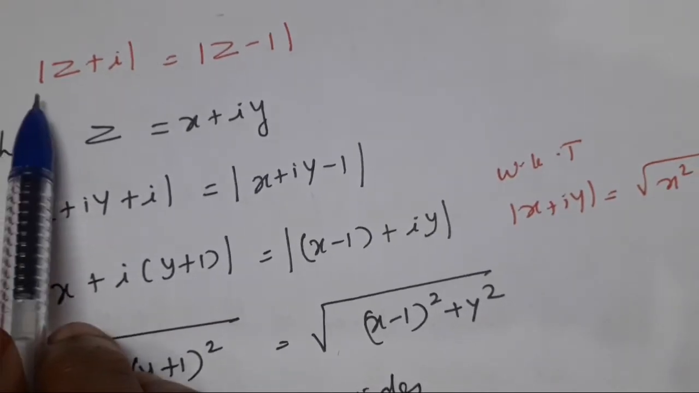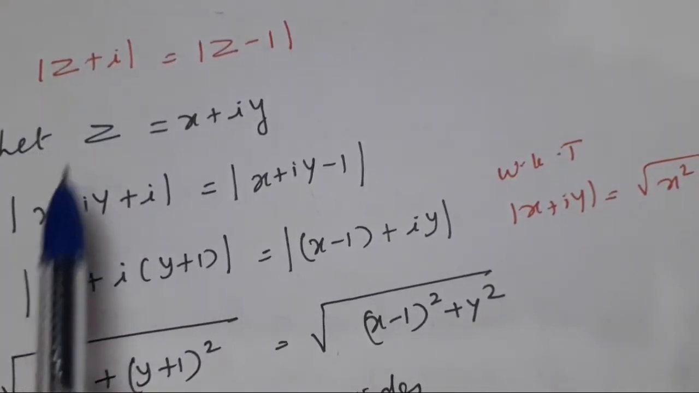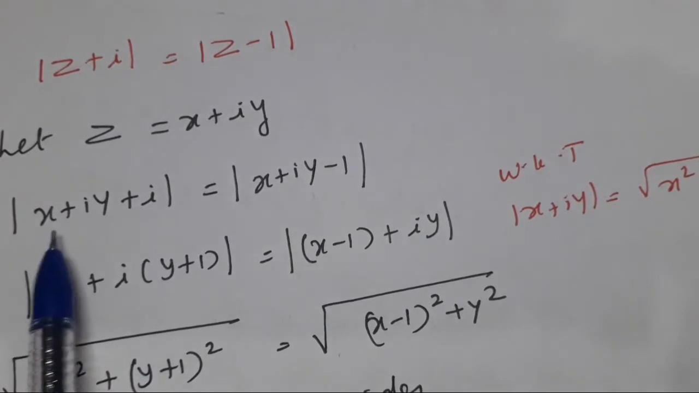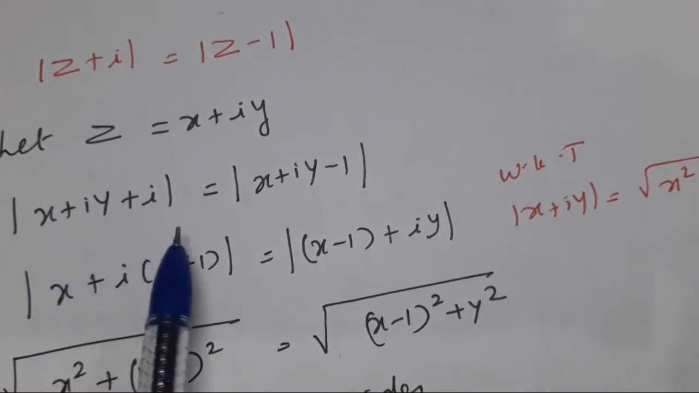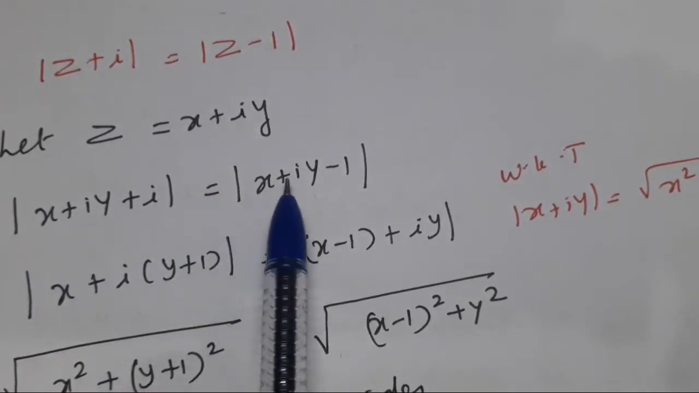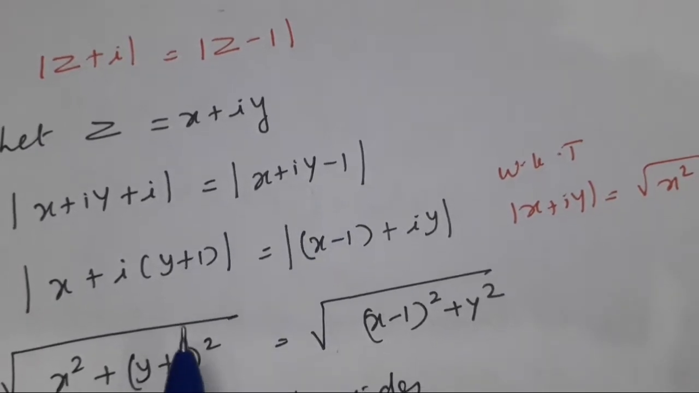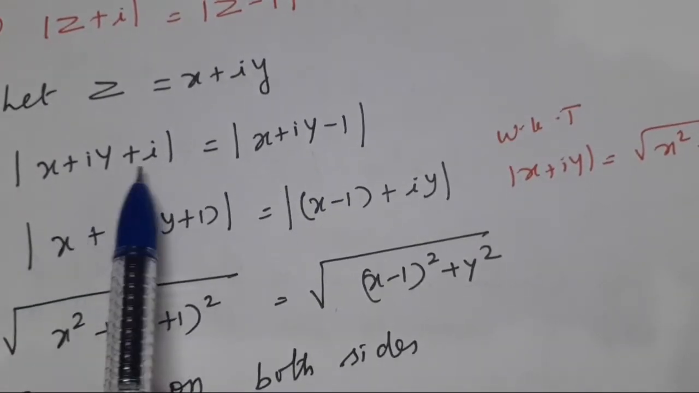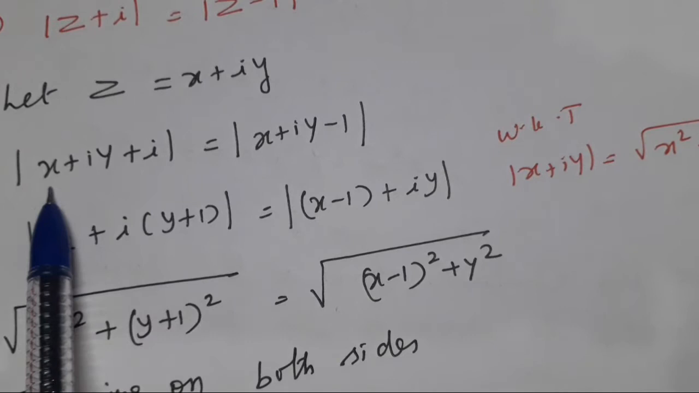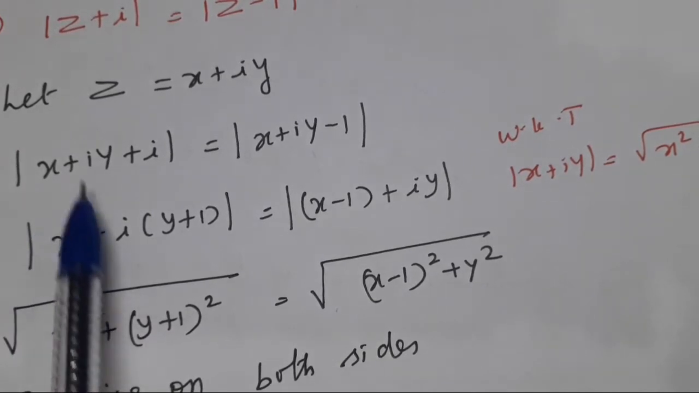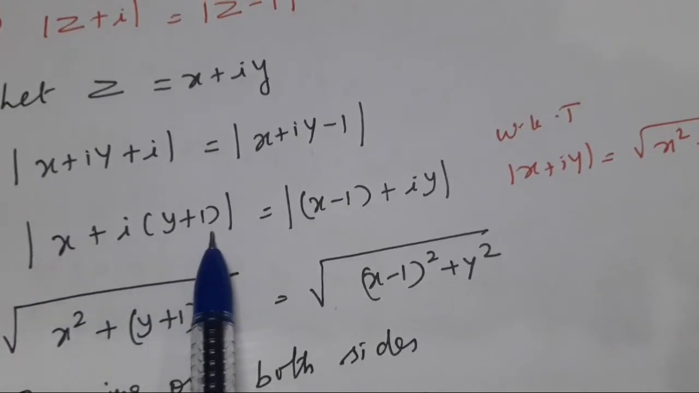So instead of z you substitute what? Modulus of x plus iy plus i, equal to modulus of x plus iy minus 1. Next, arranging the real part and the imaginary part. x is the real part, and if you are taking i, y plus 1 is the imaginary part.